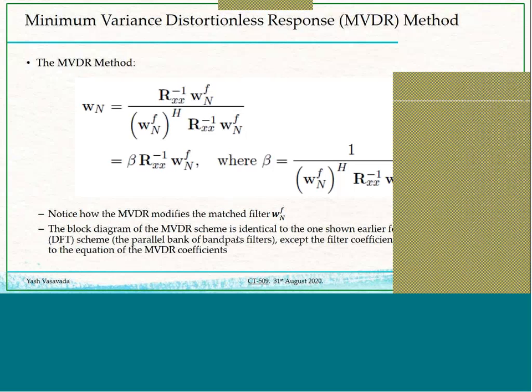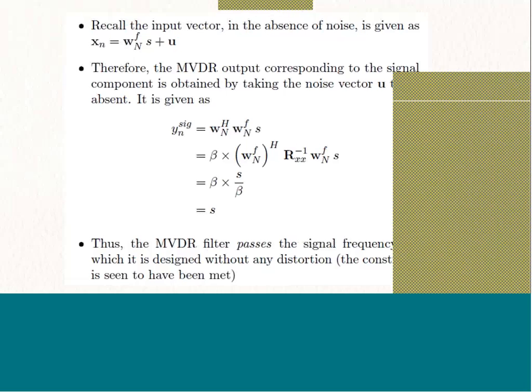By the way, the MVDR scheme in terms of block diagram is the same as the method of DFT. We are still formulating a parallel bank of W_f of n, but each one we are multiplying by R_XX inverse. So it is still a bank of bandpass filters. The output of the filter is still denoted as Y of n. We take the expected value of Y of n magnitude squared, and that way we determine the frequencies of arrival. Let us look at some of the consequences of this MVDR technique.